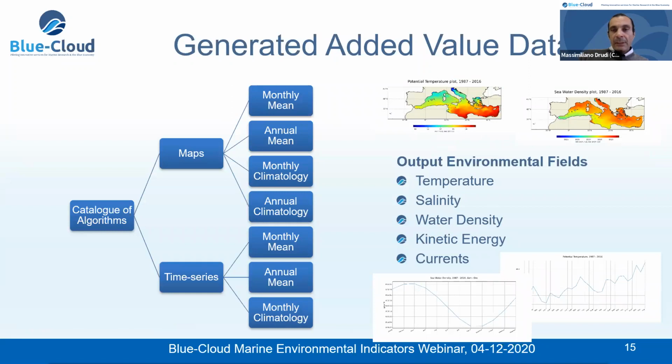The output data we can generate are maps, monthly or annual mean maps, monthly or annual climatology maps, and time series such as monthly or annual mean time series or monthly climatology time series. And the possible output fields are temperature, salinity, water density, kinetic energy, and currents so far.